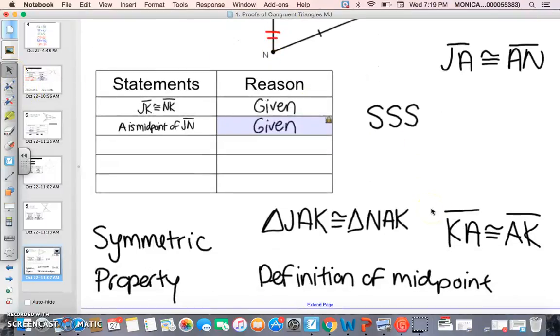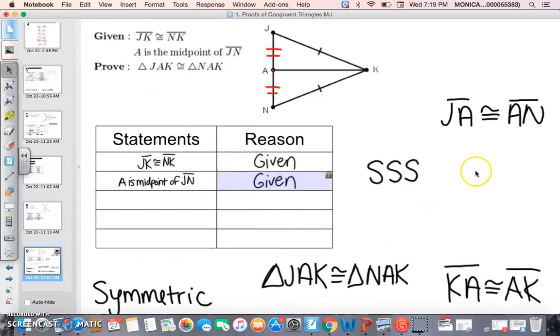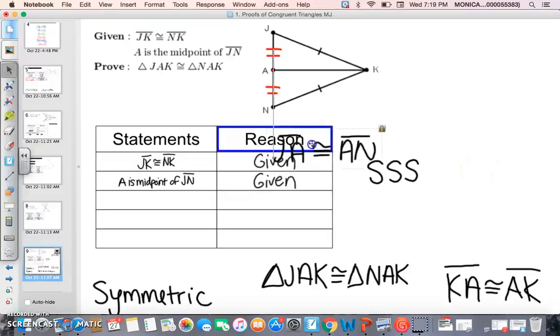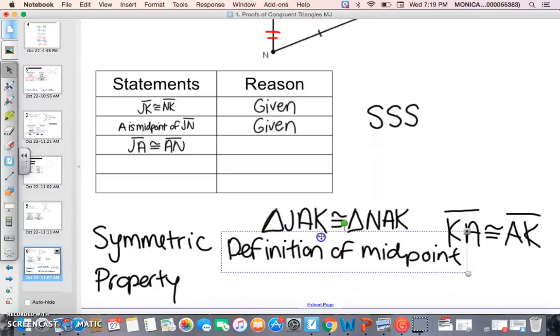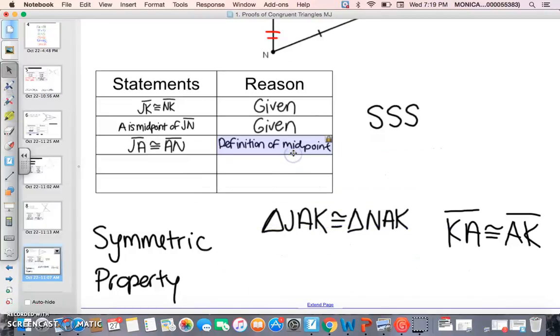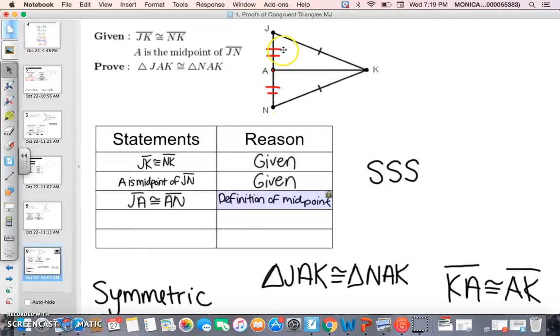JA is going to be congruent to AN. Now this is not the symmetric or reflexive property. This is the definition of midpoint. These are not sides that the triangles have in common. They don't share the sides, but it's the midpoint that causes those 2 sides to be congruent.